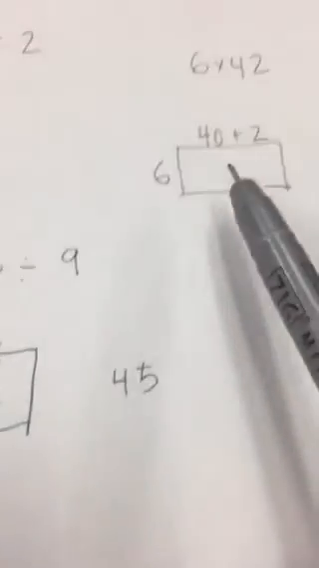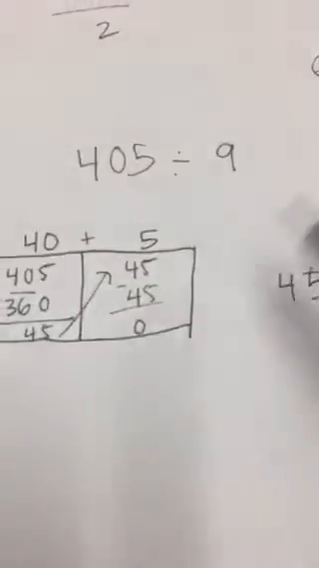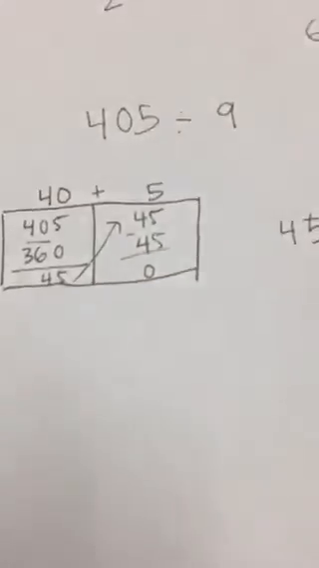So I put my 45 up. 9 can go into 45 5 times. And now I have nothing left. So my answer is 45. And you can see now up here, like 40 plus 2 times 6, 40 plus 5 times 9. The kids can see exactly how this works and how one undoes another.